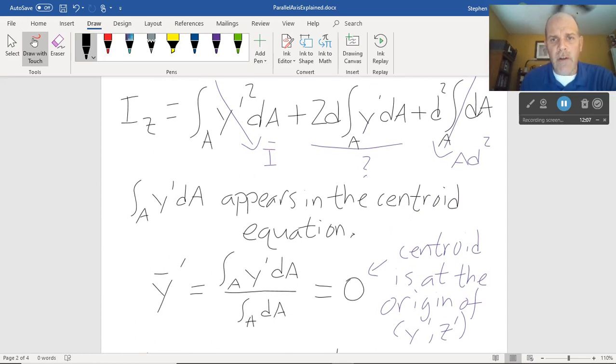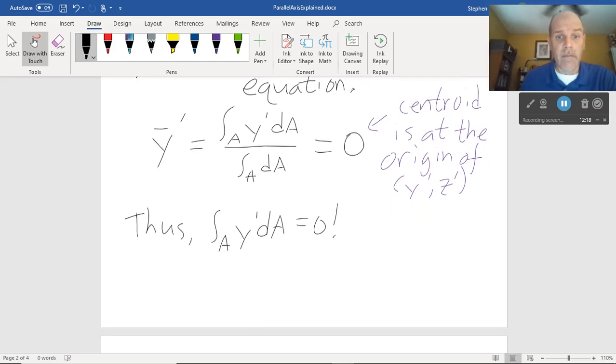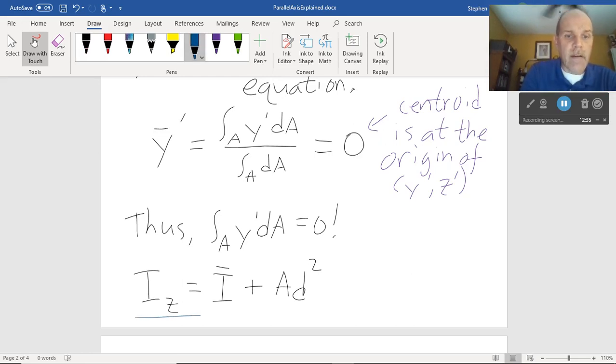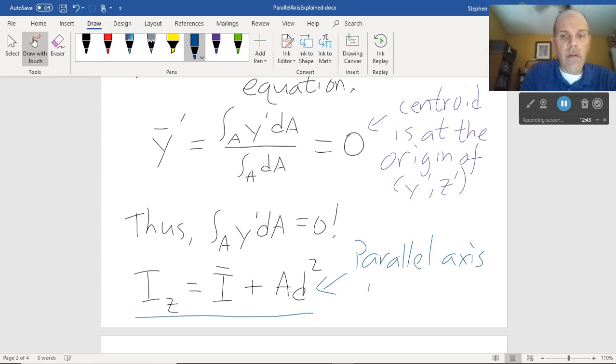That means this entire center part, the part with the question mark, is gone. This is 0. And that gets us to the parallel axis theorem. Moment of inertia about that parallel axis, here the z-axis, is equal to moment of inertia about its own centroid plus area times distance squared. That is the statement, if you will, of the parallel axis theorem.